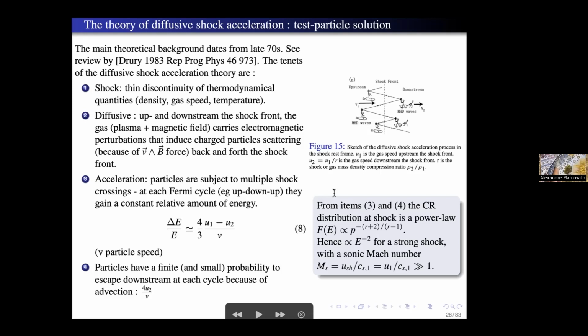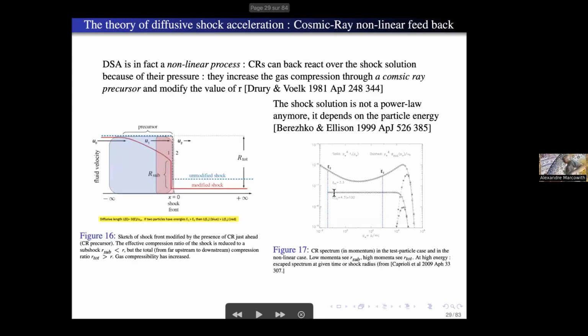This would have been nice, but the problem is that cosmic rays, I told you, carry a lot of pressure, and then they can back react on the shock structure. So in fact, cosmic ray acceleration is an intrinsically nonlinear process. And this is why it is still an active research field.